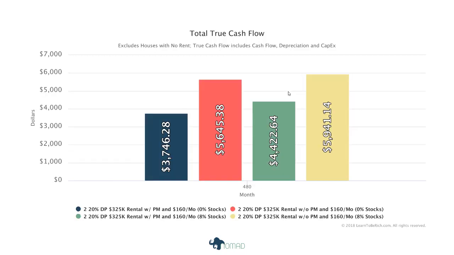Okay? So here's the difference. These are the two with property manager. These are the two where you're not doing property manager and you're getting 8% return on these two. Does that make sense? So it's good to get 8% return if you can, and it's good to not hire a property manager if you don't have something better to do with your time.